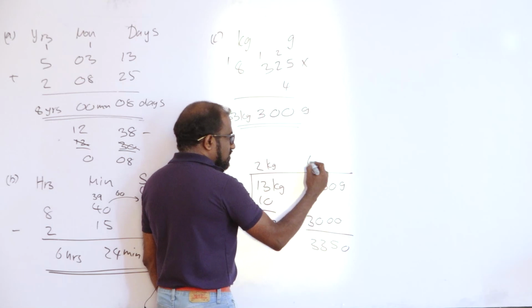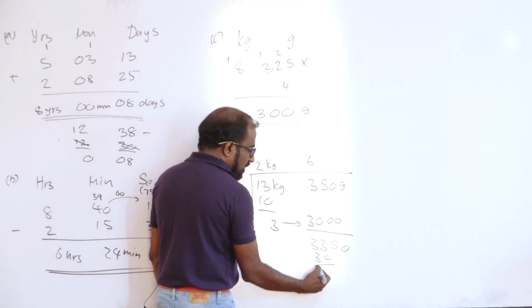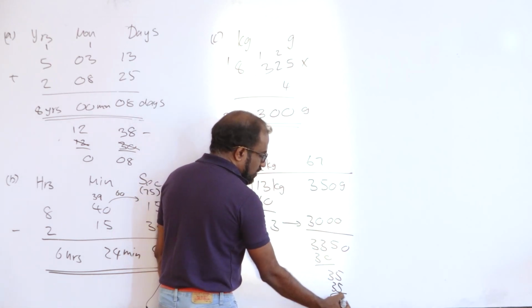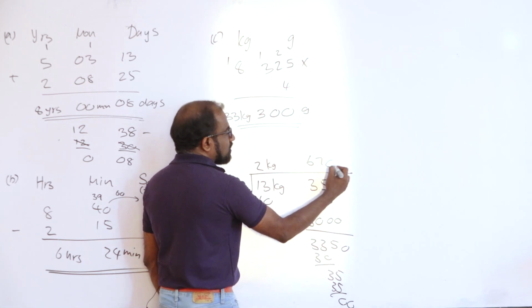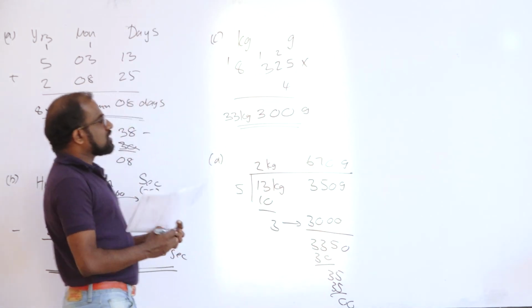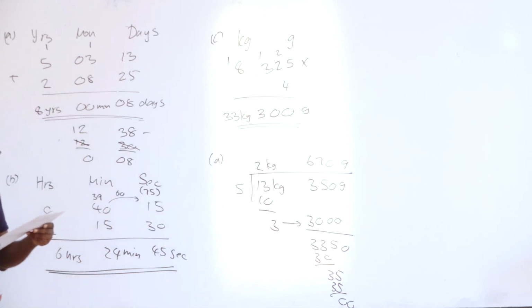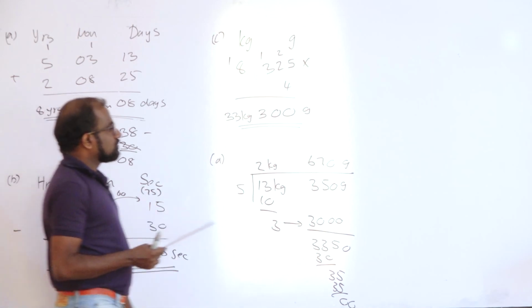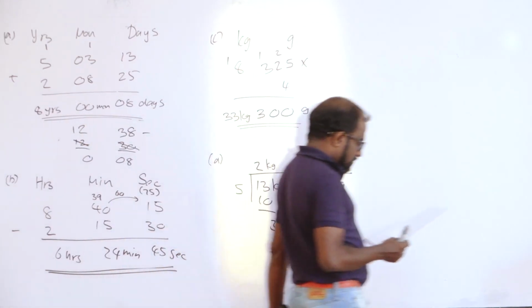33 divided by 5, 6. 6 times 5, 30, remainder 3. Take down the 5, 35 can be 5 times 7, 35. Then 0. In the answer, 2 kilograms, 670 grams. Right? Check your answers in the second question.